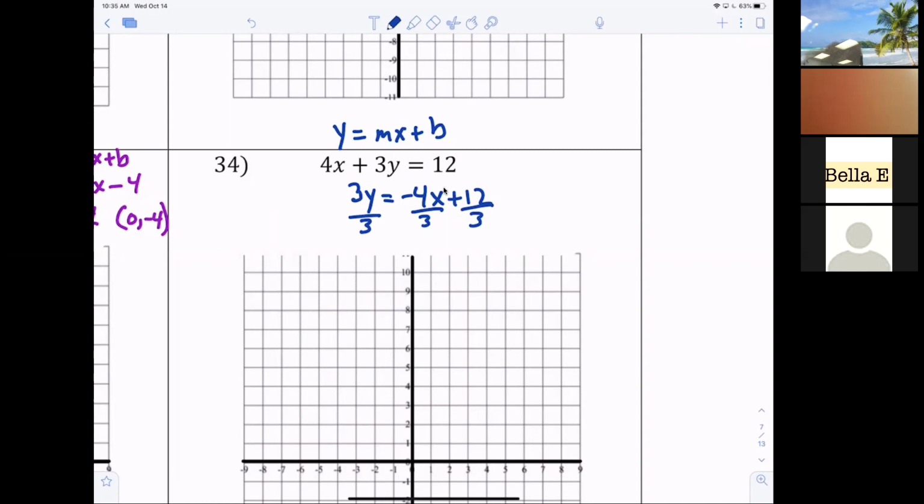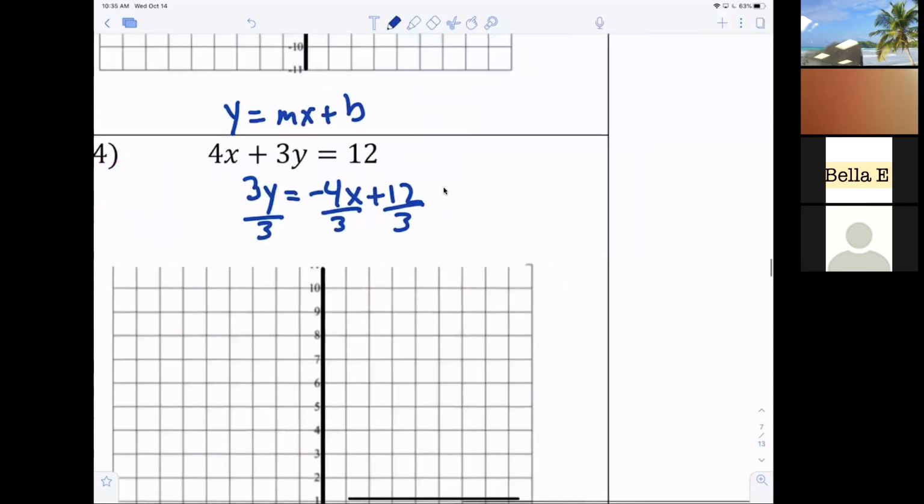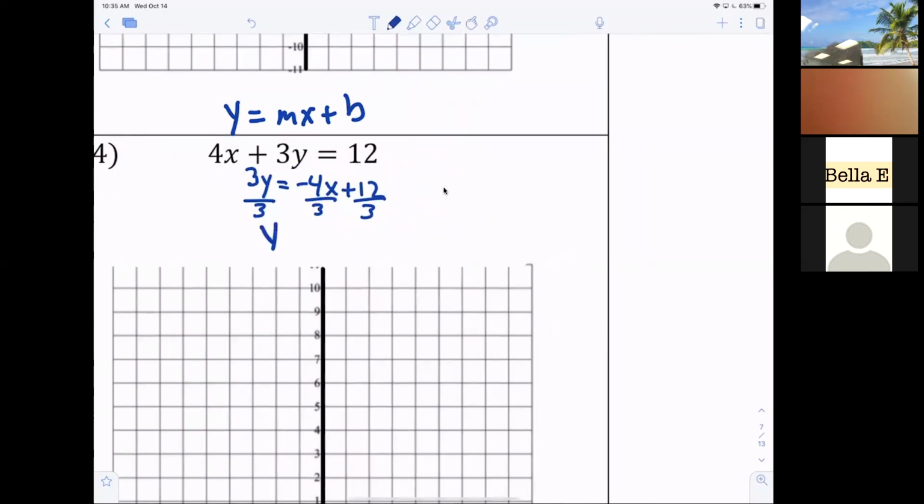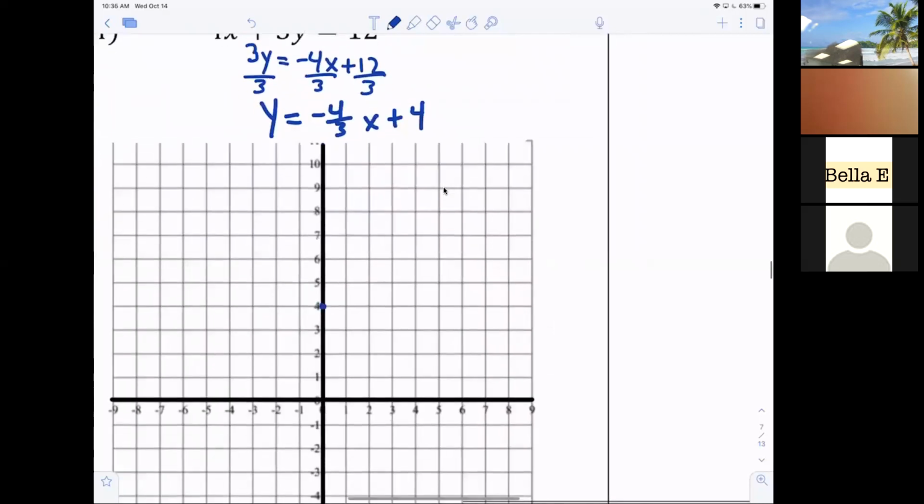Divide by 3. We're dividing everything through by 3 because we are isolating the y. The reason why we divide is because 3 divided by 3 now is 1. And that's the goal. The goal is to make the y a 1. So here we go. Y equals negative 4 thirds x plus 4. Good? So now, how do I graph this? Up 4. Thank you, Jack. Up 4. Then from there, down 4 to the right 3.